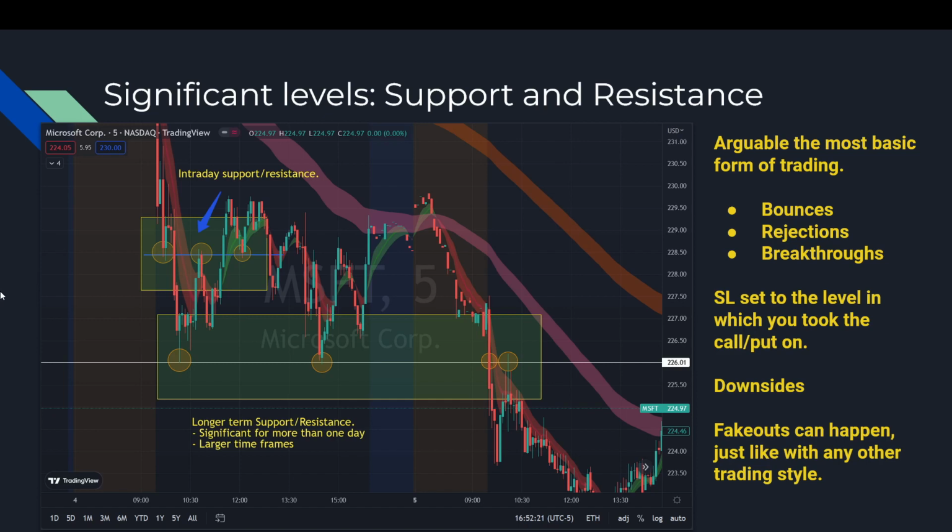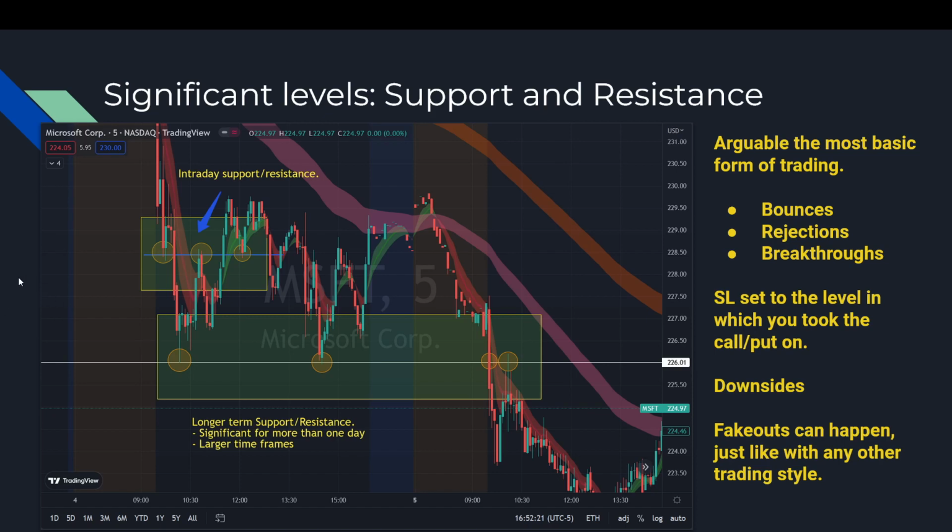Downside to it is that fake outs can happen just like any other trading strategy. The way to avoid this is just don't trade during volatile times. And by this, I mean the first 15 to 30 minutes of market open and close, where the price action is extremely volatile. It's not as accurate as it should be. It's more so kind of setting the mood for the day, which way we're going to go, up or down. So increased volatility means that these significant levels aren't as significant. When the volatility decreases a little bit, then they're more consistent and you're able to play them.